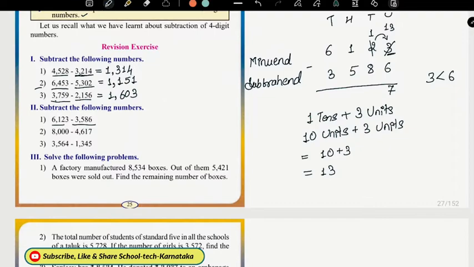Now next we move to tens place. So this is after regrouping.